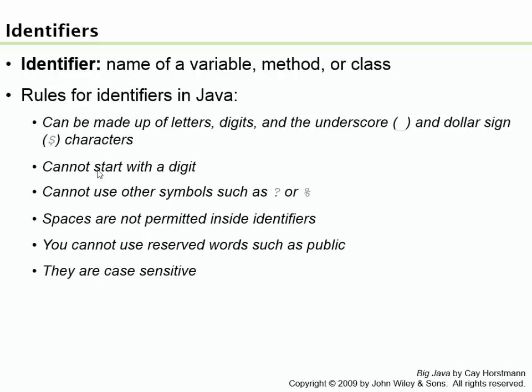Finally, identifiers are case sensitive. That means uppercase and lowercase are two different things. You have uppercase PIG, let's say, all in capital letters, and lowercase pig, all in small letters. Those are two different things. Even though they say the same word, they're two different identifiers to the Java compiler.